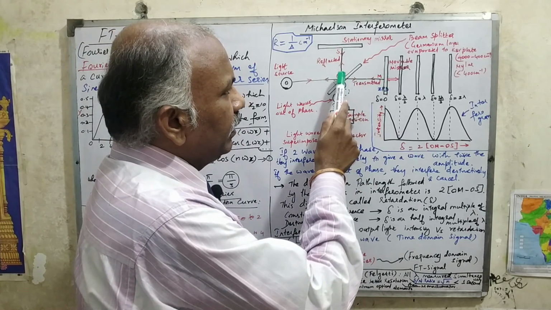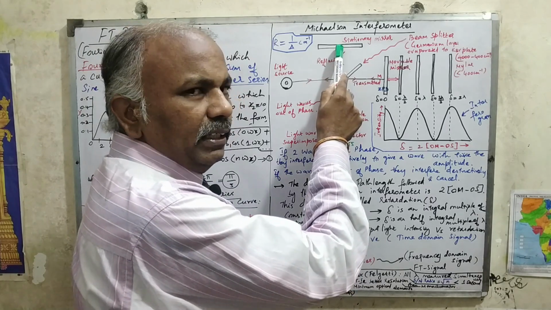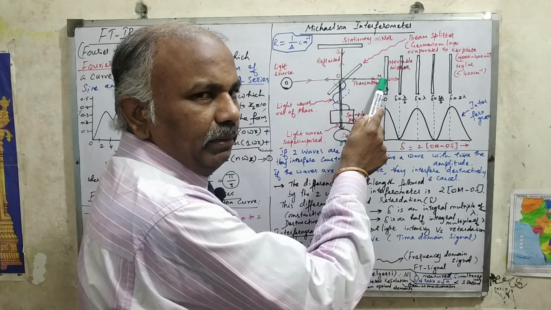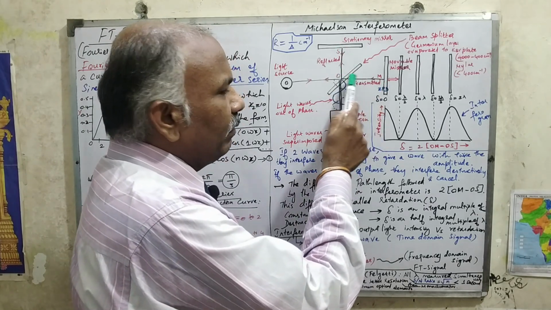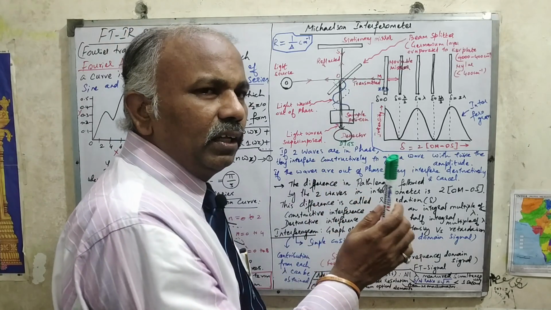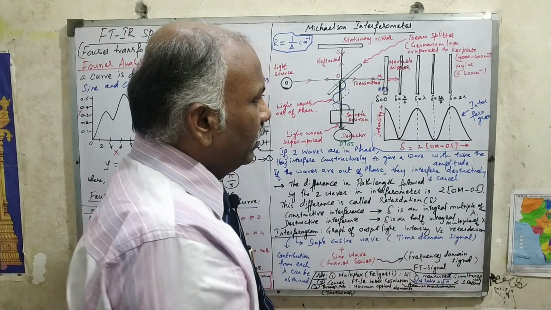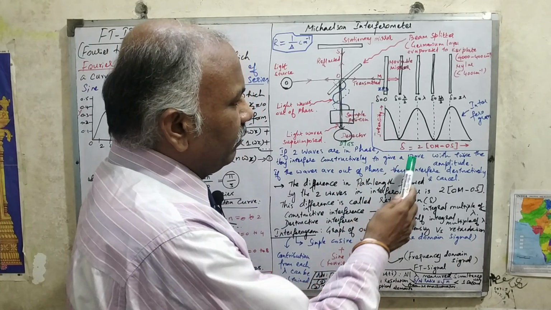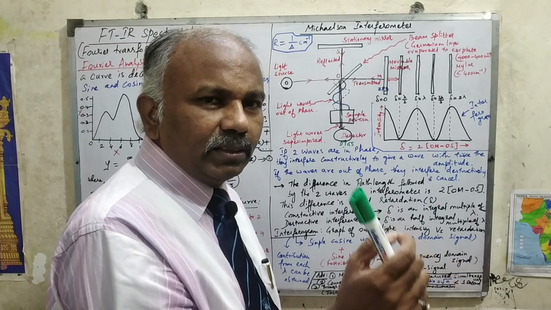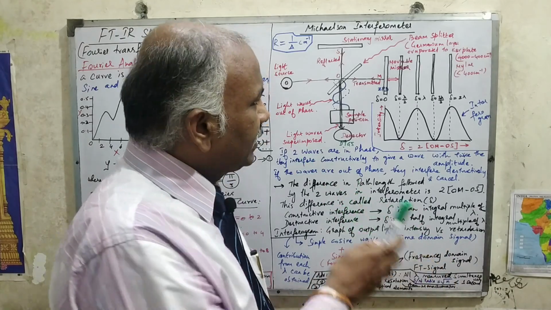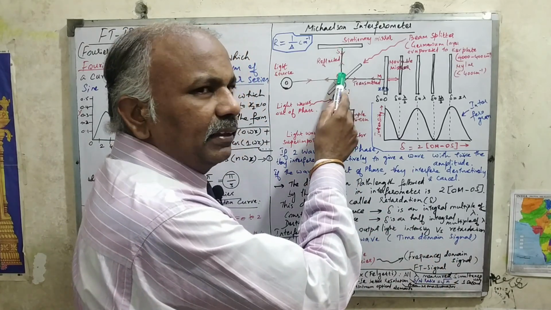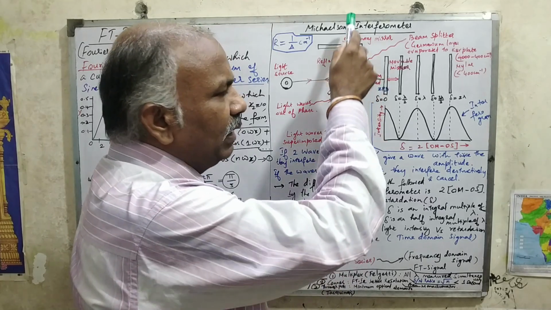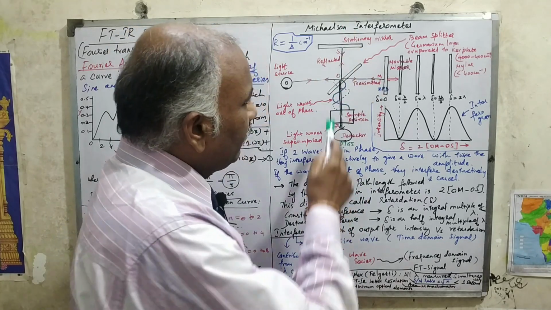Now what will happen? This is traveling the same distance, and this is also traveling the same distance. When they both travel the same distance, there is no difference in the path length. In that case, delta is equal to 0. We have to remember what delta is. Delta is also called retardation. That is the difference in path length of the light waves traveled in the interferometer, the difference in path length.